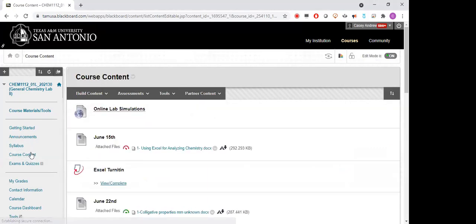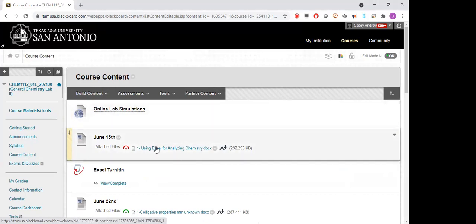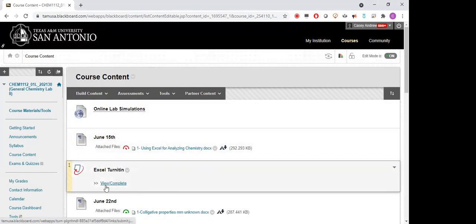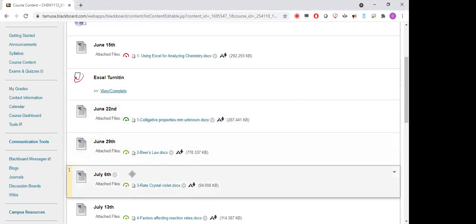Course content. Here at the very top are the online lab simulations I was talking about. This is where all your online labs are going to be, except for the first one. The first one, for Excel, is just a document, and when you finish it, please turn in your Excel sheet to this Turnitin link.